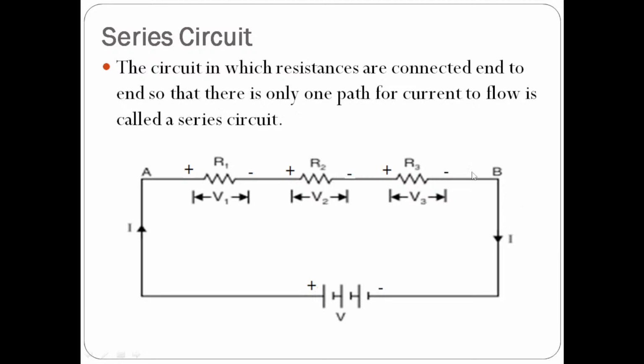So what is the current in R1? I. Current in R2? I. Current in R3? I. Okay. Same current will flow. So when same current is flowing through same elements which are connected to each other, then they are said to be connected in series. I hope you can read here: the circuit in which resistors are connected end to end, so that there is only one path for the current to flow, is known as a series circuit.